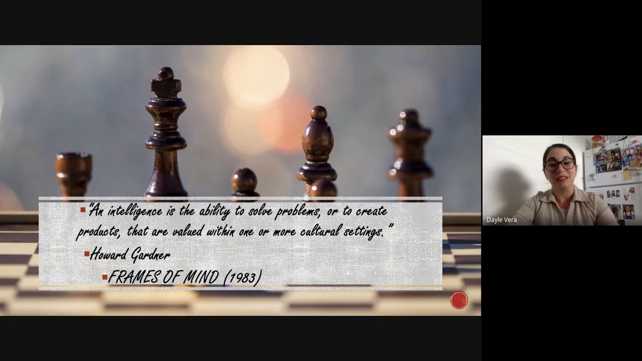So basically, the first theories of multiple intelligence were developed by Dr. Howard Gardner in Frames of Mind from 1983. And he stated that an intelligence is the ability to solve problems or to create products that are valued within one or more cultural settings. But what does that mean? Does that mean if I don't solve a problem or if I don't create a product, then I'm not smart, that I'm not intelligent? Let's take a look at what he really meant by that.